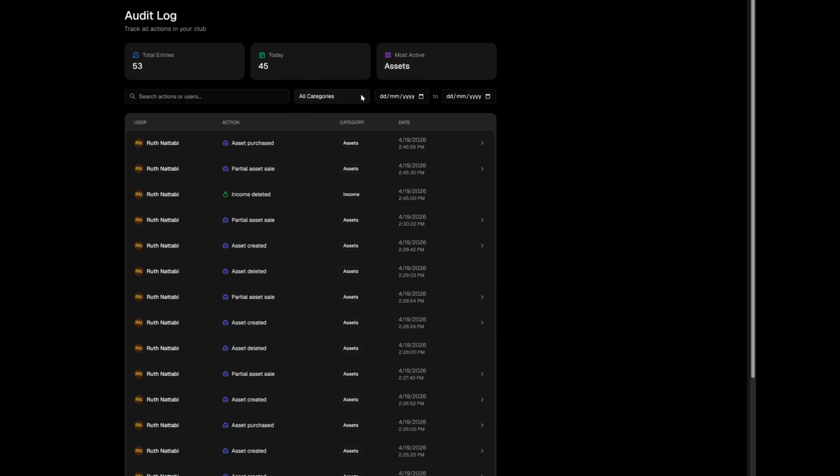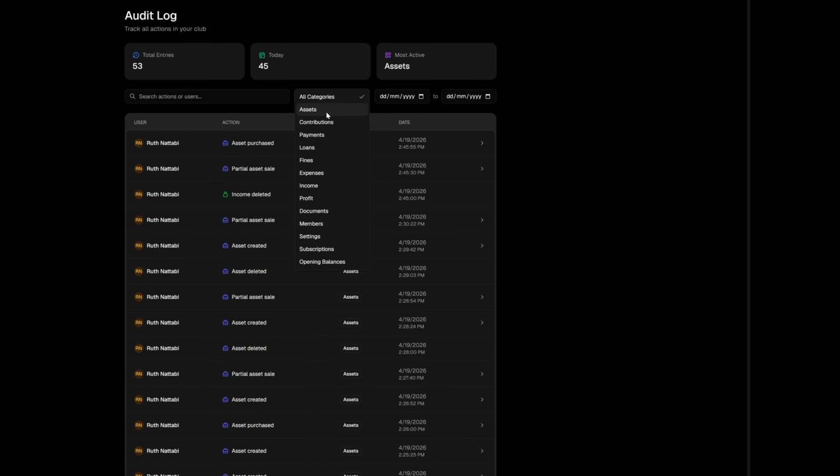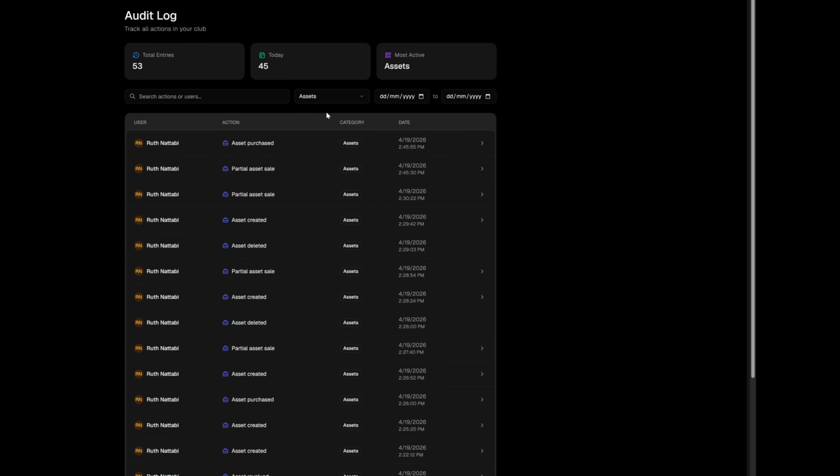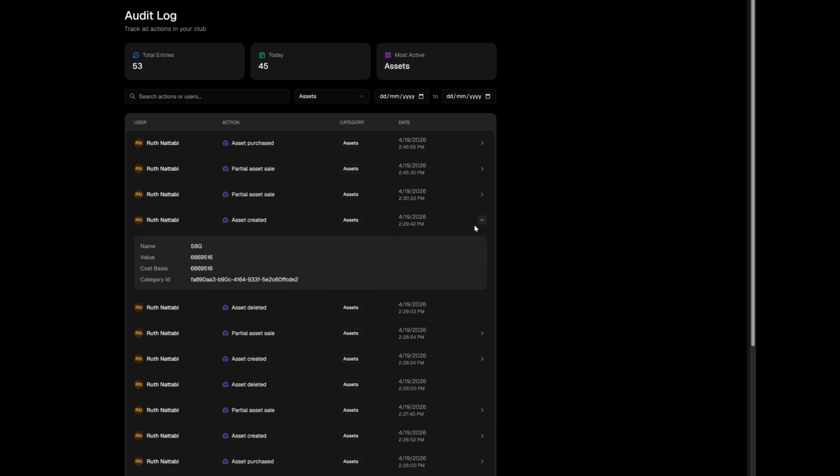I'm going to sort using assets, which we've just logged, and I'm going to go to assets. And if I choose one activity here, I'm going to go with this. It shows that we created an asset named SBG and the value was this and the cost basis was this. This is useful for tracking investment activity over time.